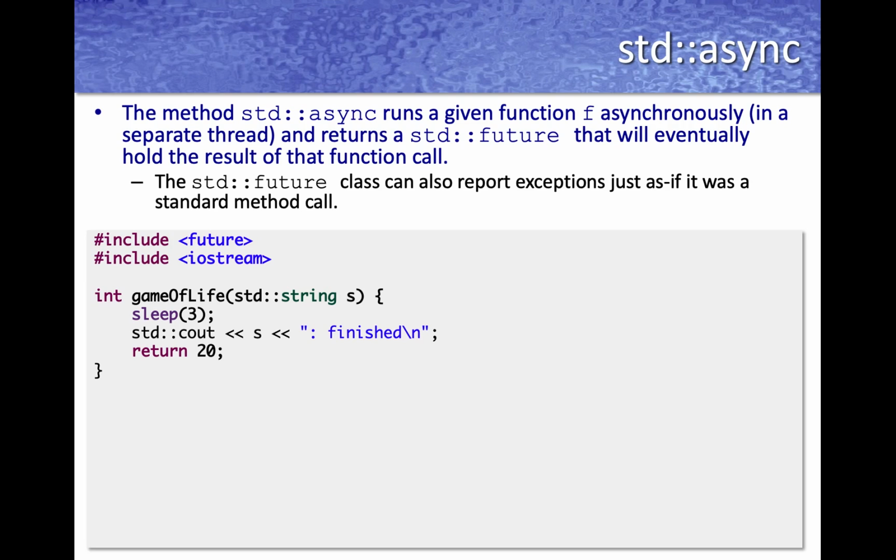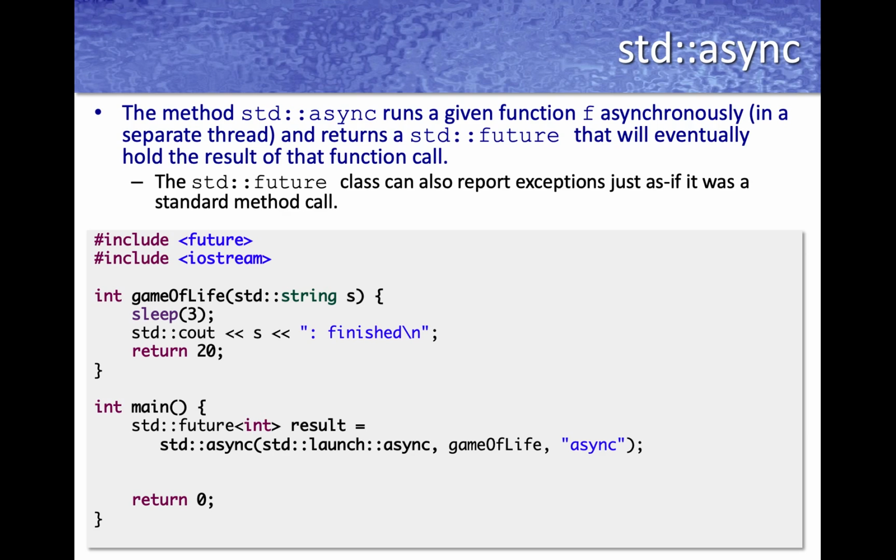Notice that game of life returns an integer. In this case, it just returns 20. In the main function, we will want to get the result, but we'll get it in a future. Notice that the future is holding on to an integer because the return value of game of life is also int. So notice the int usage here and the return value in game of life. Here we are launching the thread using the async method, and we want an asynchronous launch. That means we're telling it create a thread, call the function game of life, and we have to give it an argument for the parameter string s.